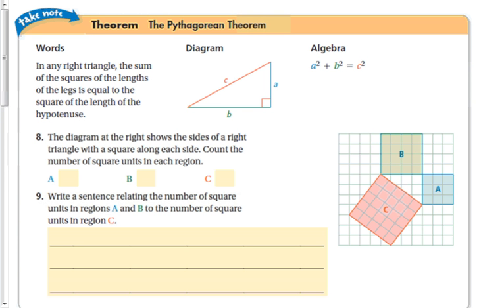All right, here it is, one of the most important geometric theorems. Pythagorean theorem: in any right triangle, the sum of the squares of the lengths of the legs is equal to the square of the length of the hypotenuse. In symbolic terms, a squared plus b squared equals c squared. Go ahead and do 8 and 9, so you can try and understand what this means.